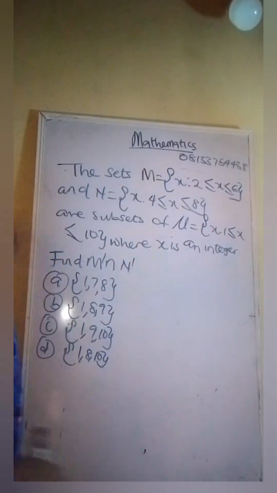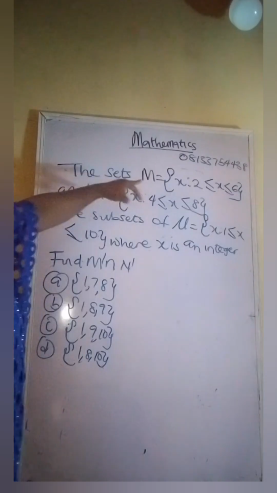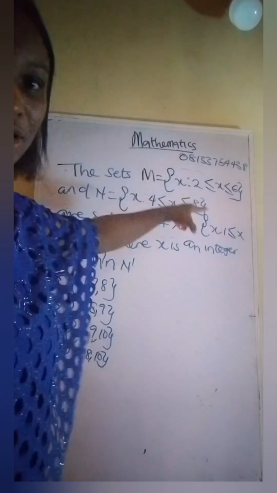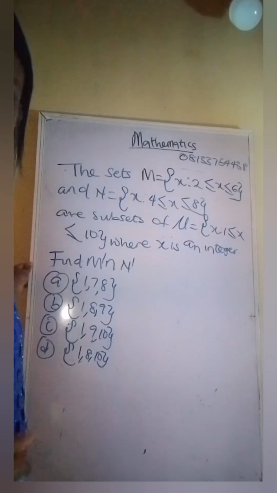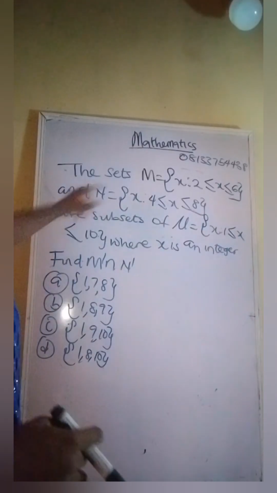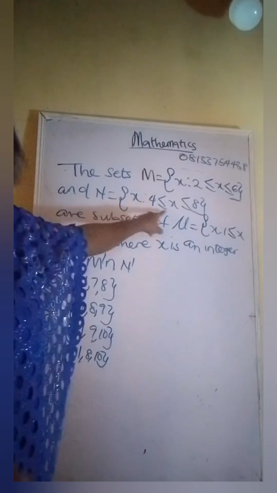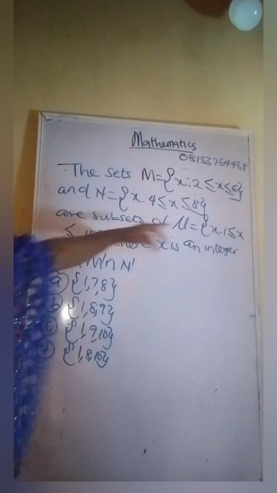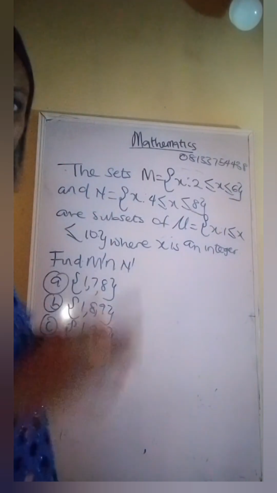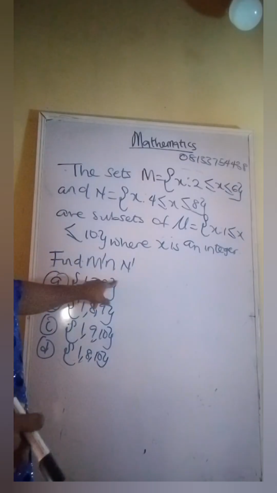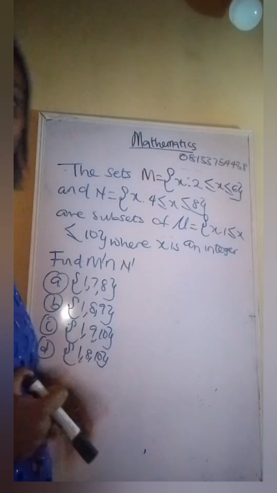So the set M is x such that 2 less than or equal to x less than or equal to 6, and N is x such that 4 less than or equal to x less than or equal to 8, and the universal set is the union. So now we have to find M complement intersect N complement. So one thing about it is this.